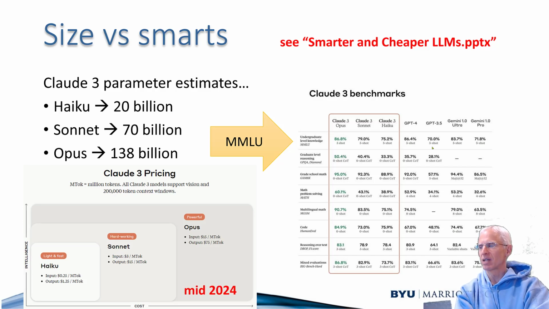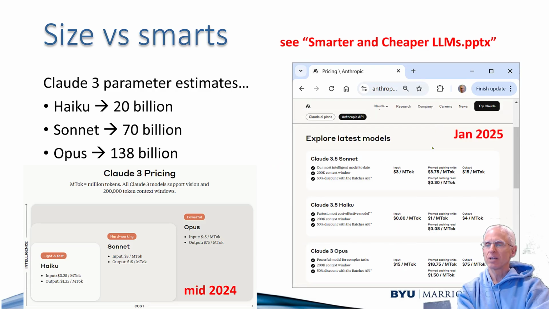Mid-2024, here we have again Haiku, Sonnet, and Opus. The thing I want to point out here is the pricing difference. Look at this. Haiku, input token, 25 cents per million tokens. Sonnet, $3. Opus, $15. That's a lot more money. And $75 per million output tokens. That's actually pretty pricey. So that's what happens: the big models cost a lot more for inference. January 2025, same kind of idea. Bigger models cost more money.